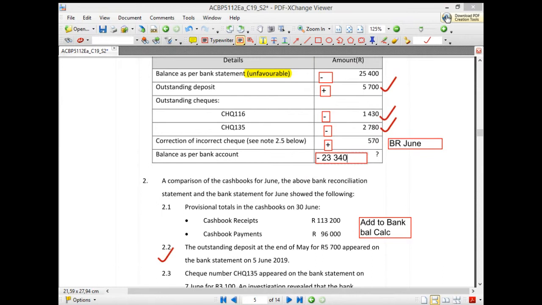Okay, so Tamelo, we still need to do the rest of the adjustments. So this is just the beginning balance. This is not the rest of the adjustments for the month. So this is your starting point.